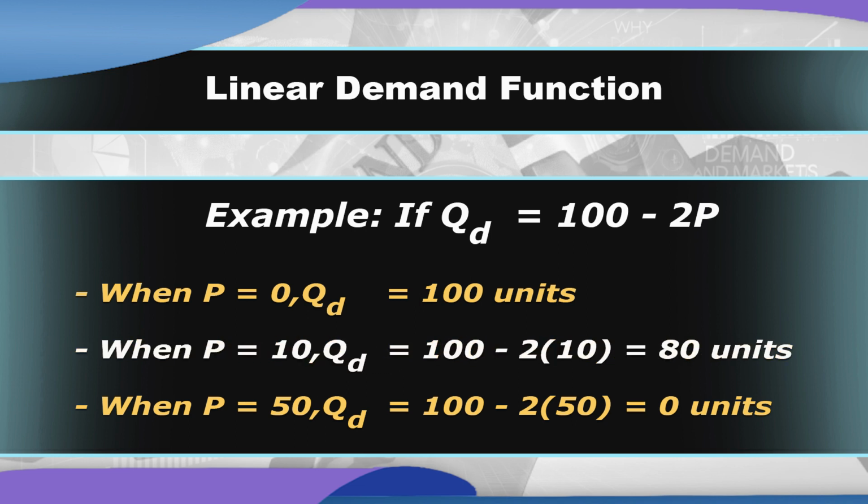For instance, when the price is equal to 10, the quantity demanded can be achieved by replacing the value of 10 instead of P, that is 100 minus 2 multiplied by 10, because the price at this point is equal to 10. That gives you 80. Now, when the price increases all the way to 50 units, you have the equation as QD is equal to 100 minus 2 into P, that is 50, giving you 0 units.